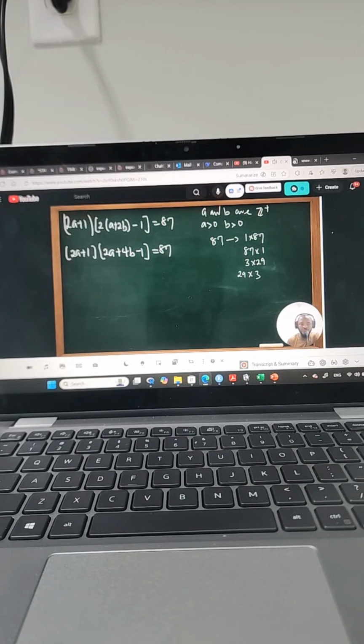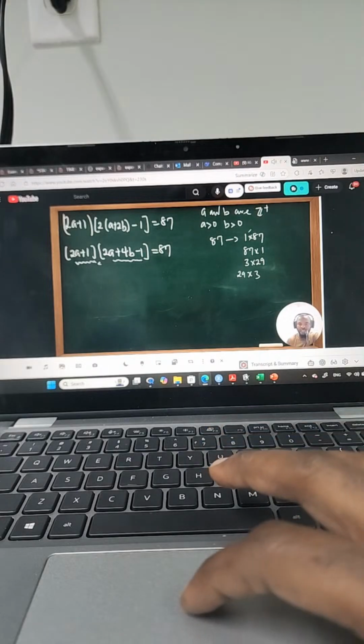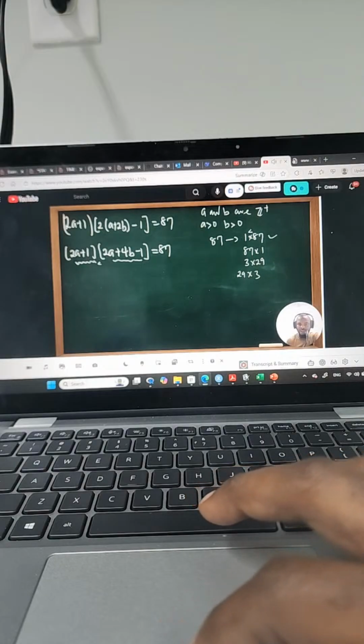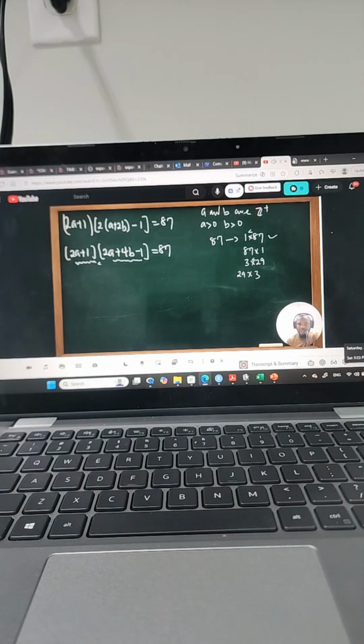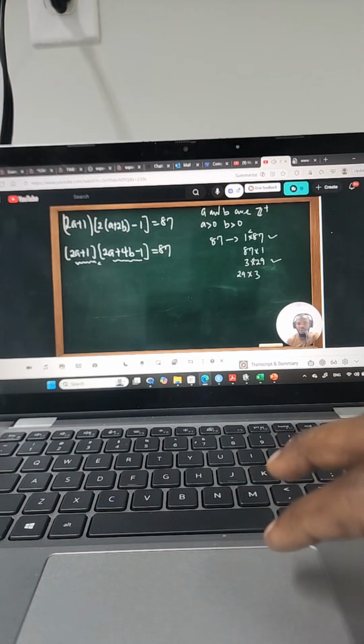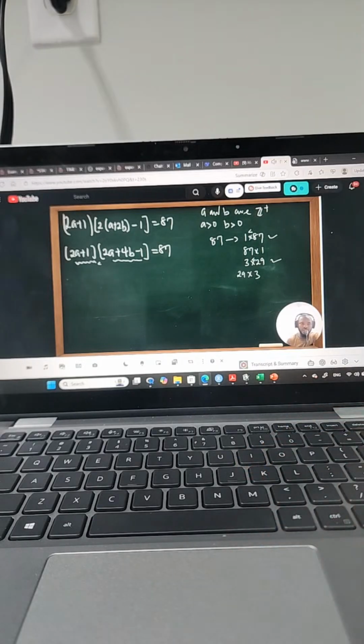If you look at this given equation, the first expression must be less than the second expression, since both a and b are positive. So for the first to be less than the second, we have case number 1, and also case number 2, where 3 is less than 29. So these are the two cases we're going to work with. Now, I'm going to start with case 1.